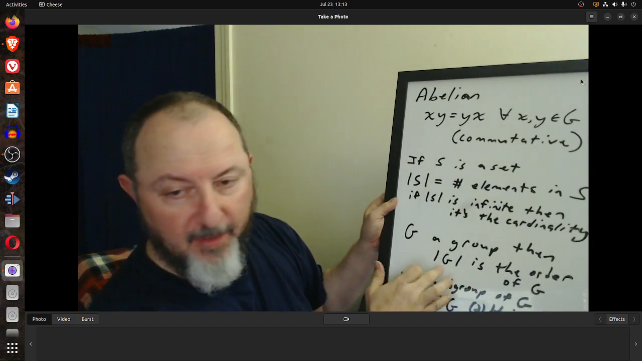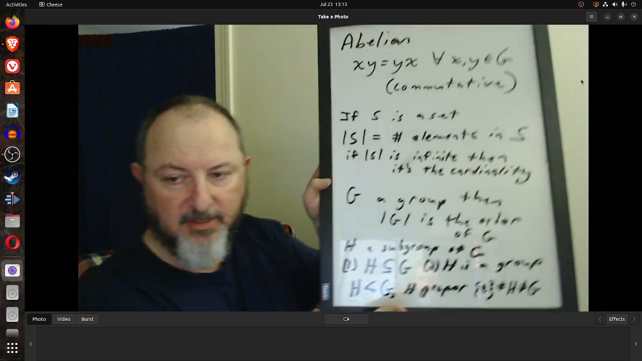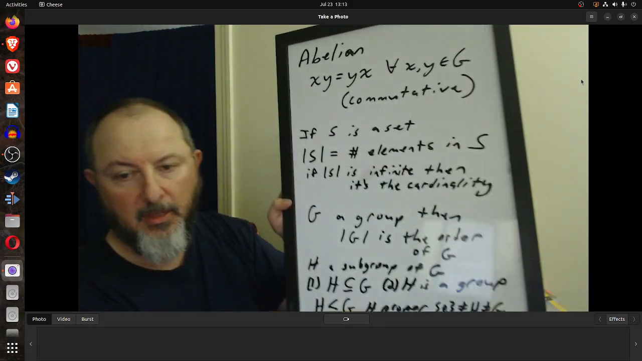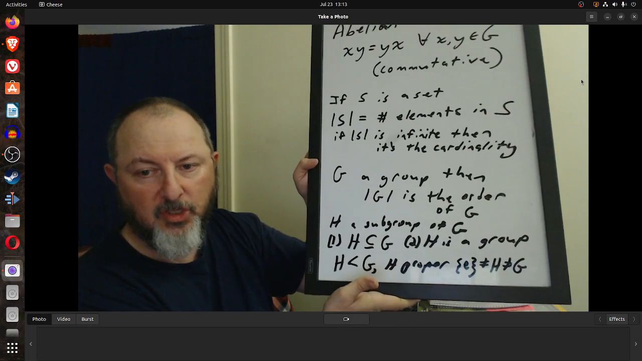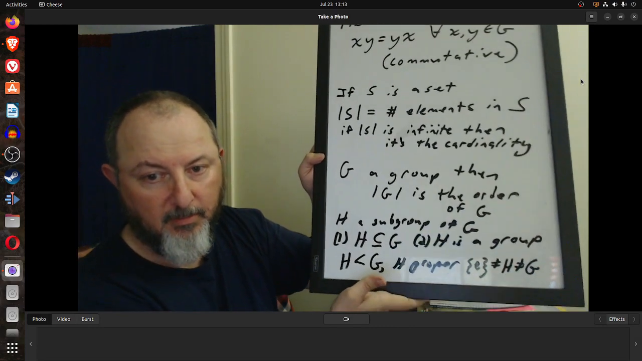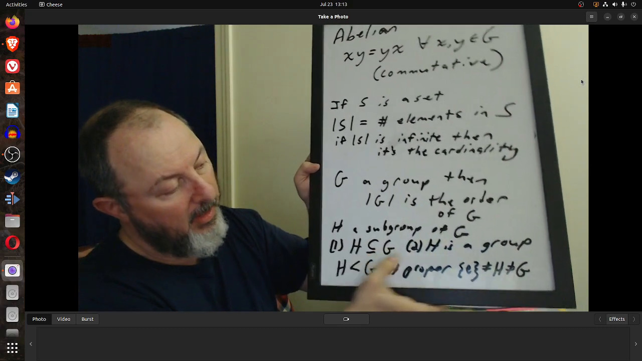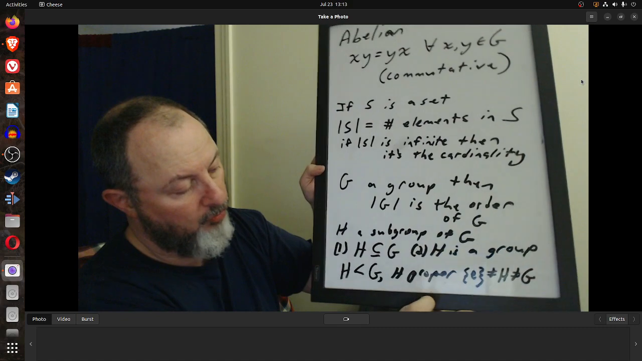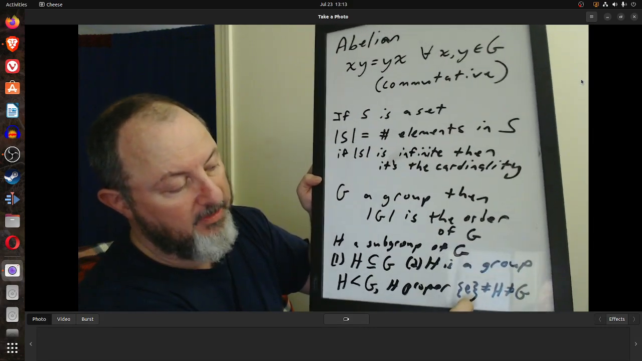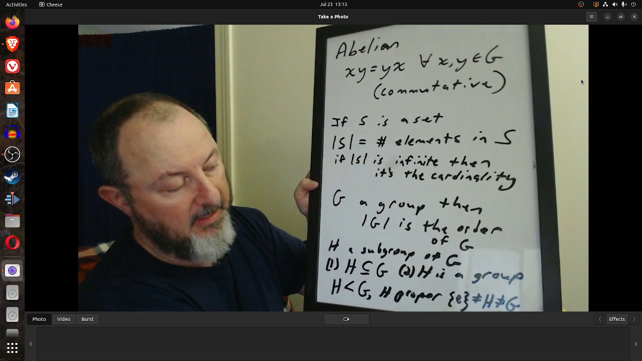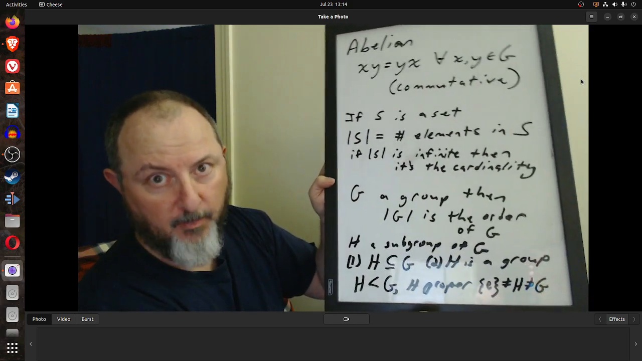So if you put that around a group G, then that's the order of G. That's the number of elements in the group G, the absolute value. And if H is a subgroup of G, then H is a subset of G, and H is a group in its own right. If H is not equal to the identity and not equal to the whole group, then it's going to be a proper subgroup.